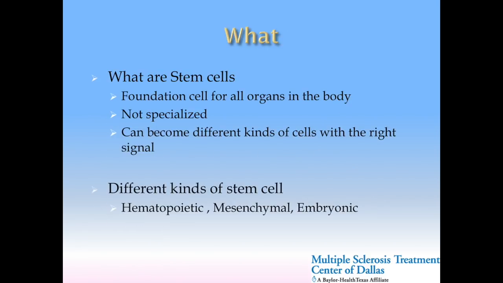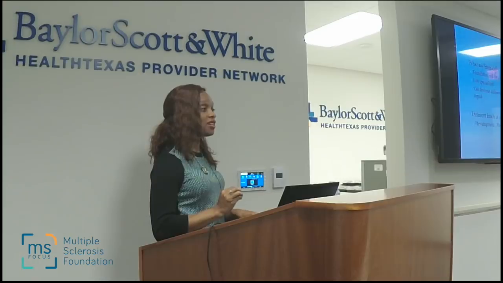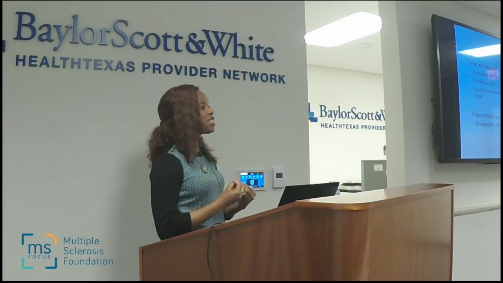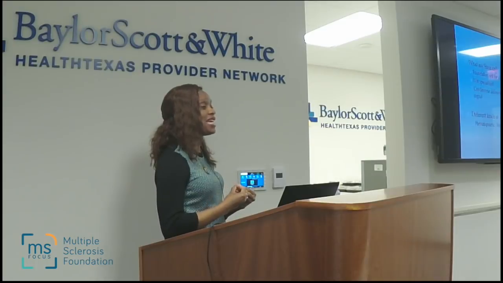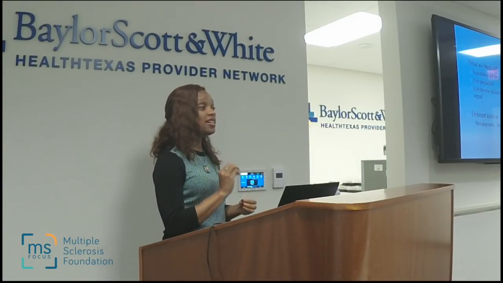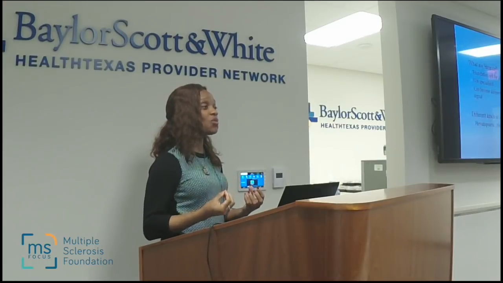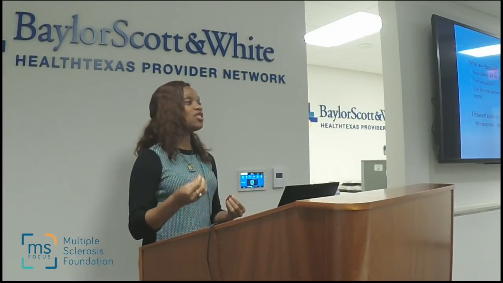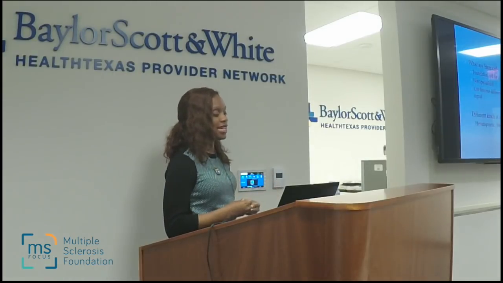So what exactly are stem cells? Well, stem cells really form the foundation of all the organs in your body. They are very immature cells and can grow into whatever organ we want them to grow into if they have the right signal. And that's important. They have to have the right signal. They start off immature and they're not specialized. They are not destined to be liver, lung, brain until they get the right signal. So depending on where they come from, they go into the organ that they then differentiate into.